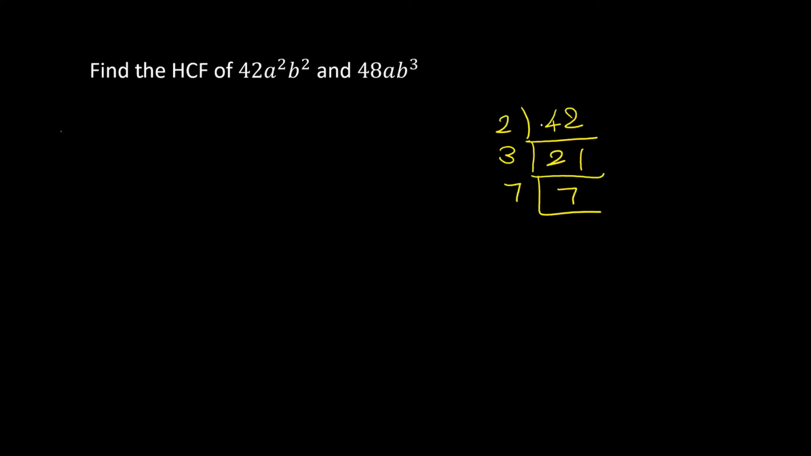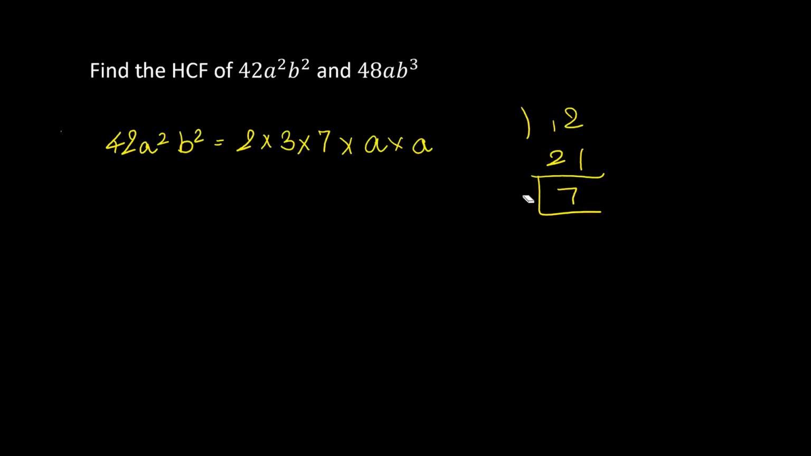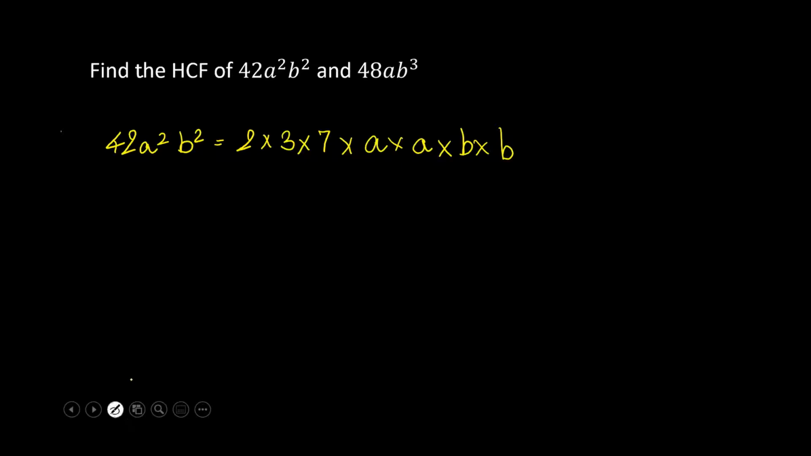So the prime factor form of 42a square b square will be 2 times 3 times 7, that's 42, and we're going to write a squared, so a times a, and b times b. Now we have to do the same with 48ab cube.